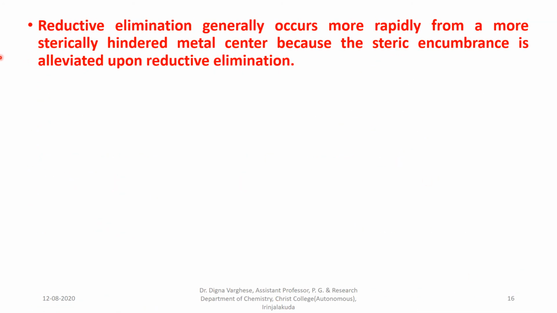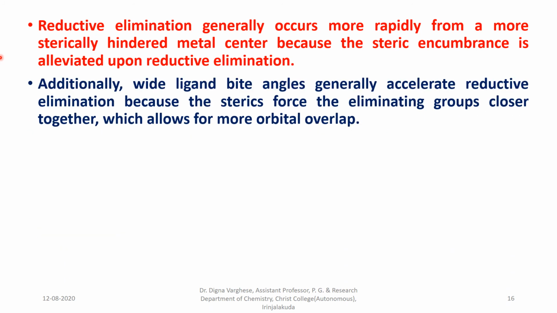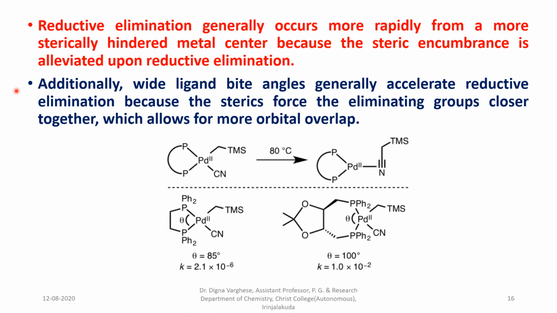Reductive elimination generally occurs more rapidly from a more sterically hindered metal center, because the steric encumbrance is relieved upon reductive elimination. Additionally, wide ligand bite angles, which we have already seen in the case of substitution reactions, generally accelerate reductive elimination, because they force the eliminating groups closer together, which allows for more orbital overlap. So in this case, the rate constant is 2.1 times 10 raised to minus 6, but in this case, this is a bulkier group. The bite angle is 100 degrees, and here the rate of reaction decreases.